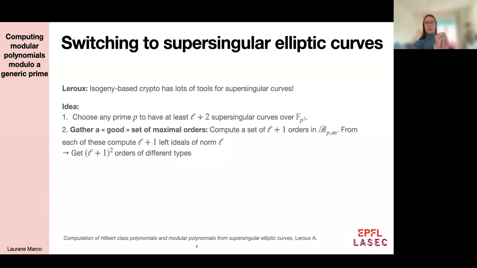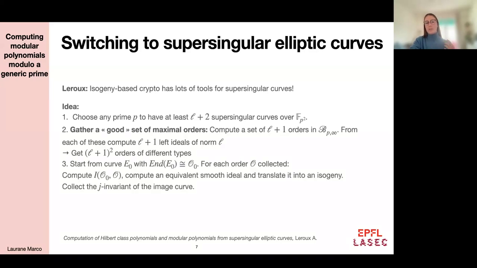And then from each of your orders, you compute L+1 left ideals of norm L, which kind of correspond to L isogenies. You also collect the orders at which they arrive, and then you get a set of L+1 orders of different types. This is to ensure that you also have different j-invariants in the end.